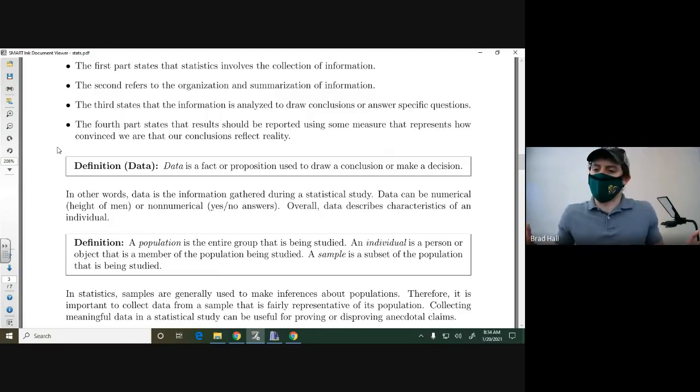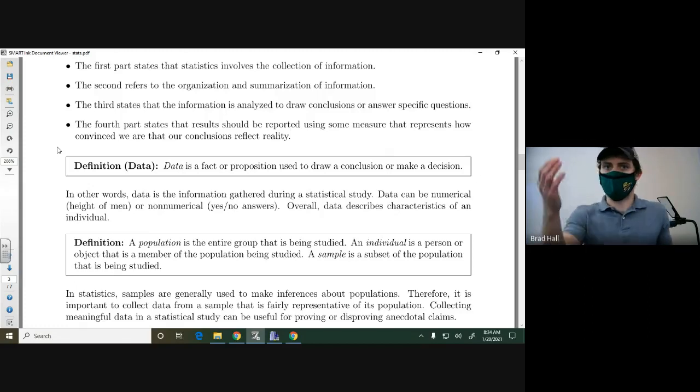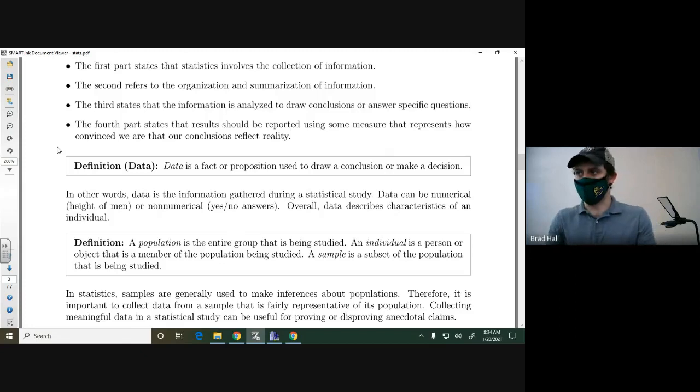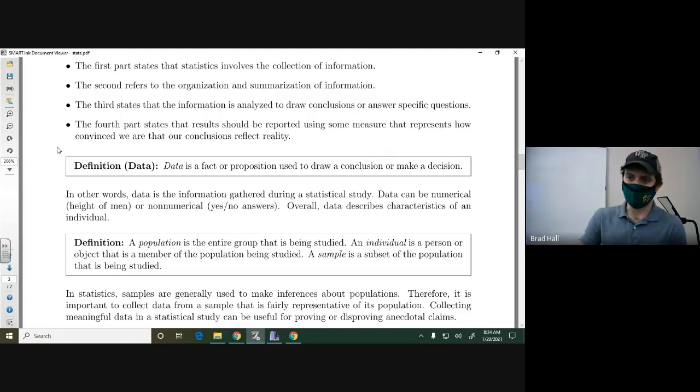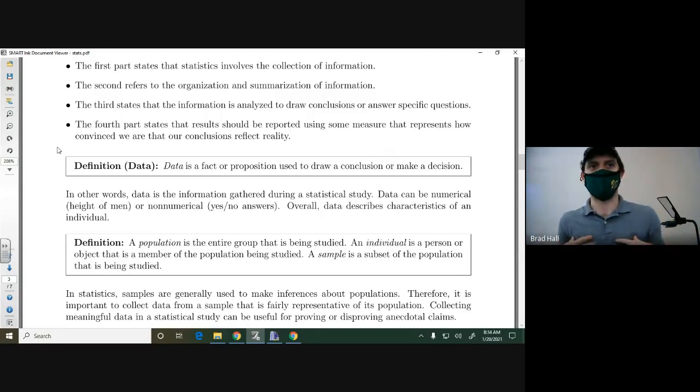And in general, data just describes the characteristics of an individual. So it describes you, describes me. It's things that I may belong to. It's preferences that I may have. It's any group I may be a part of. It describes characteristics of me and of you, of all of you. We've all had statistical studies performed on all of us.